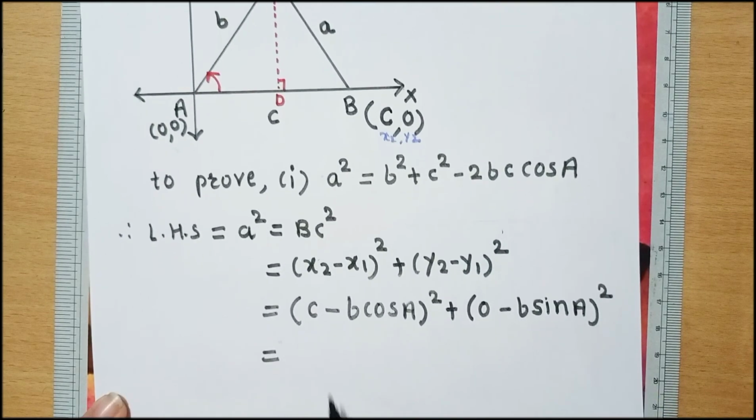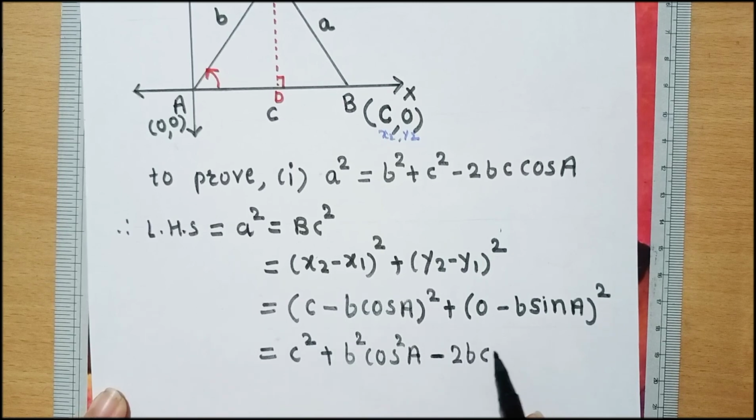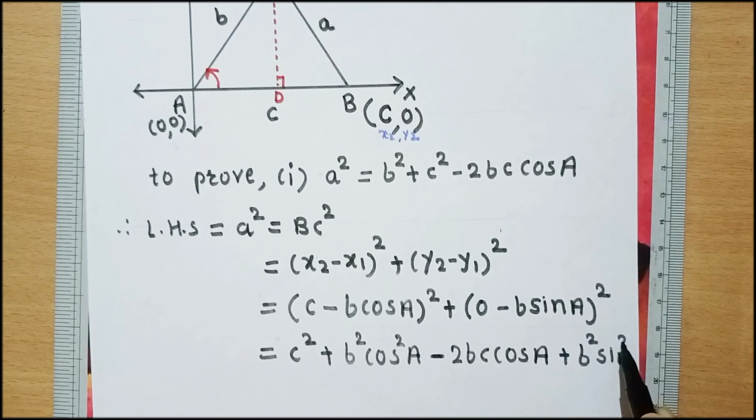Now expand this bracket. So first term square, then second term square means b square cos square A, then the middle sign minus, then twice bc cos A, and then the second term square is b square sin square A.